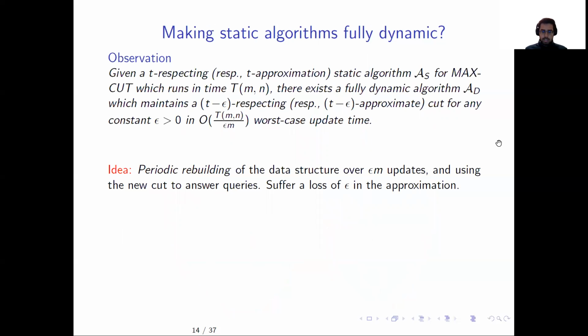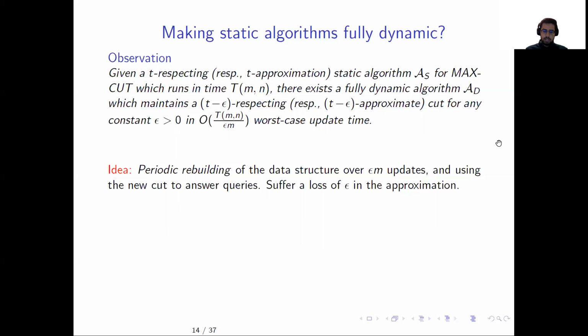So the first step is to probably use a known static algorithm and make it fully dynamic by using periodic rebuilding of the data structure over epsilon m updates. This gives us a slight loss in the approximation, but it doesn't quite give us a very efficient algorithm to maintain a half-respecting cut.